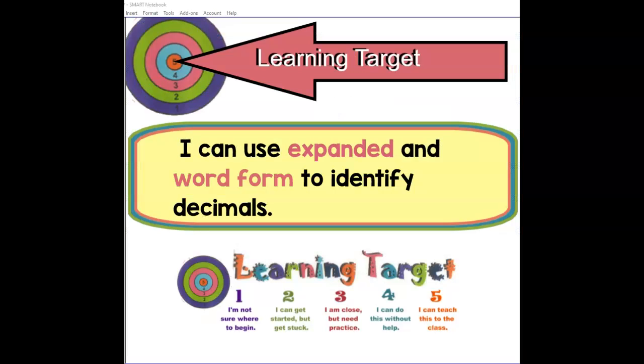So we're going to go back to our learning target. I can use expanded and word form to identify decimals. So think about where you are in the continuum. Are you at a 1 where you're not sure where to begin? 2, you kind of can get started but get stuck? Or could you teach this to the class? Remember to be at a 5, every example you probably wrote exactly perfectly and didn't make any mistakes. And I would guess after 1 day of doing this, you're probably not at a 5 yet.